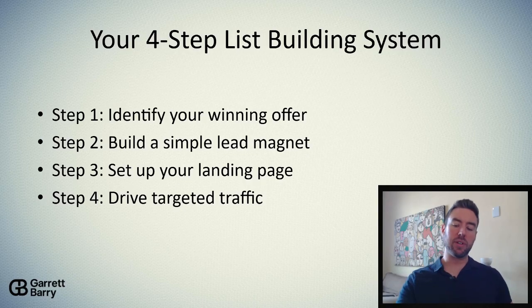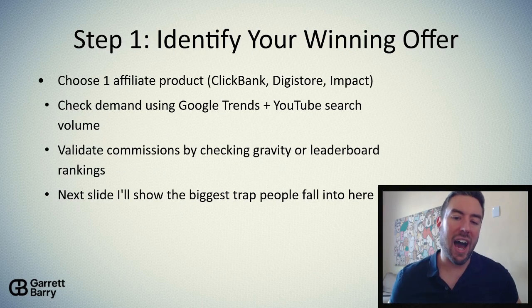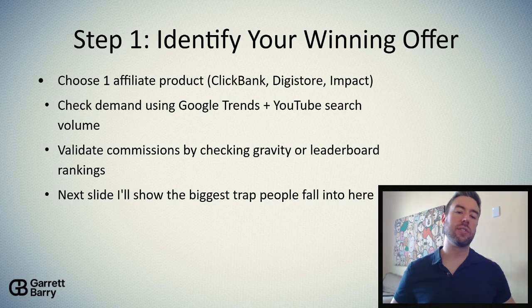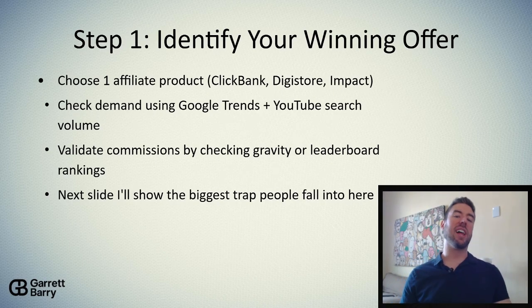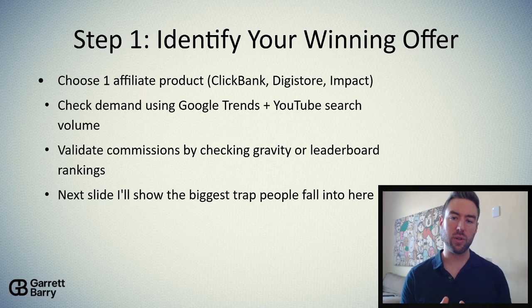Now, I'm going to go deeper on the first one, okay? So we want to identify your winning offer. So choose one affiliate product. You don't want to choose a lot. You don't want to have this whole catalog of things because it's just too confusing. If you want to really succeed, choose one affiliate product first. Could be from ClickBank, Digistore, Impact. These are just different affiliate marketplaces.